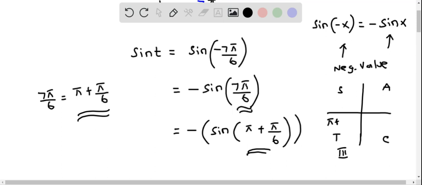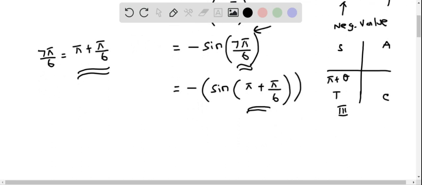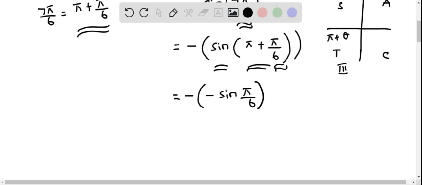This is represented by pi plus some angle. So we know that this angle, 7 pi over 6, lies in quadrant 3. In quadrant 3, only the tangent ratio is positive. Since we are concerned about the sine ratio, we put the negative which we have in front, and this equals negative of negative sine of the reference angle, pi over 6.